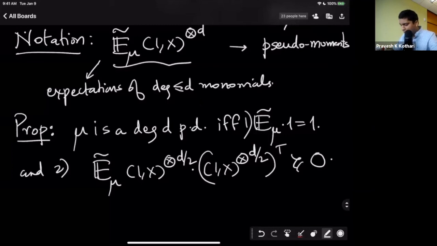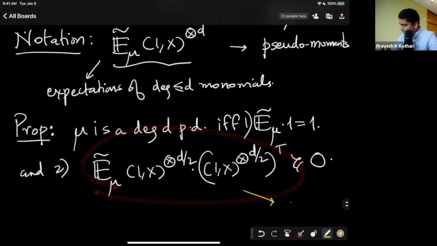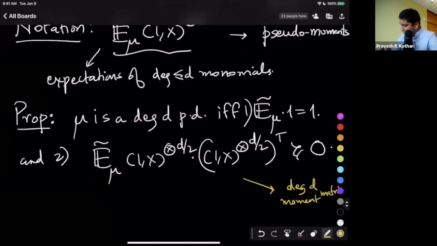And 2, and this is the non-trivial one, which is that if I take the so-called, in the context of distributions, this guy is called the degree D moment matrix. And so what this fact is saying is that if you take the degree D pseudo moment matrix, then it is positive semi-definite. Okay.